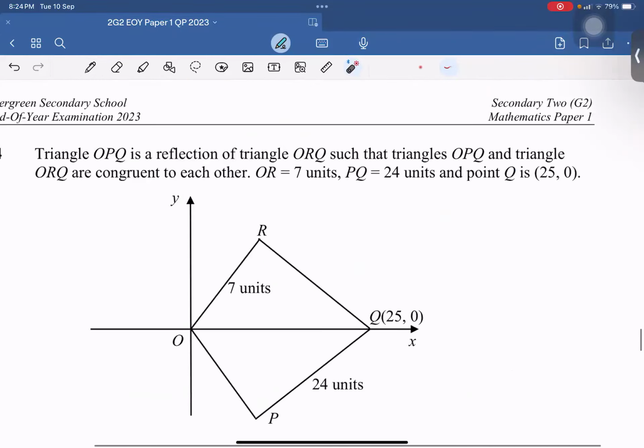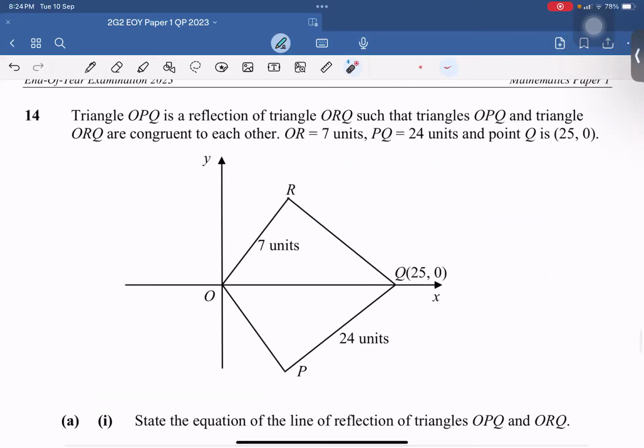Next one. Triangle OPQ is a reflection of the triangle ORQ. So this point R is reflected over here. Then Q and O are on the line itself, and they are congruent to each other. What does congruent mean? Exactly the same. So same length: if this part is 7 units, that means the one over here is also how much?